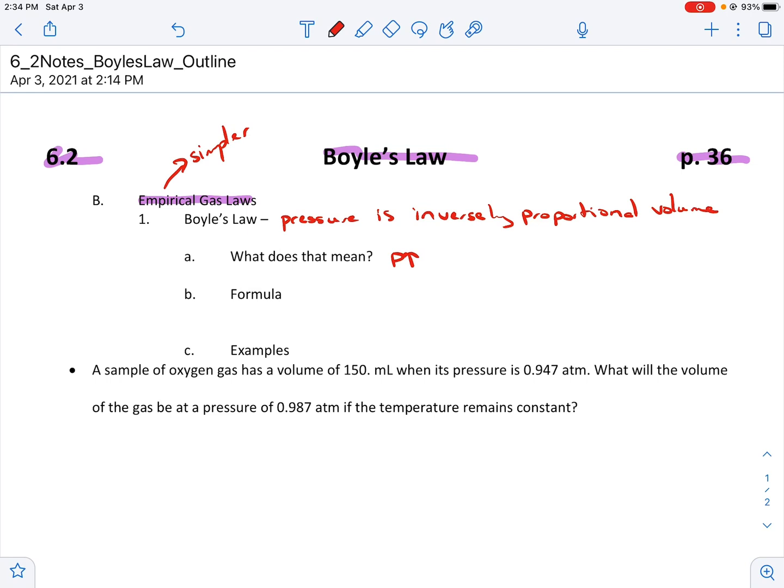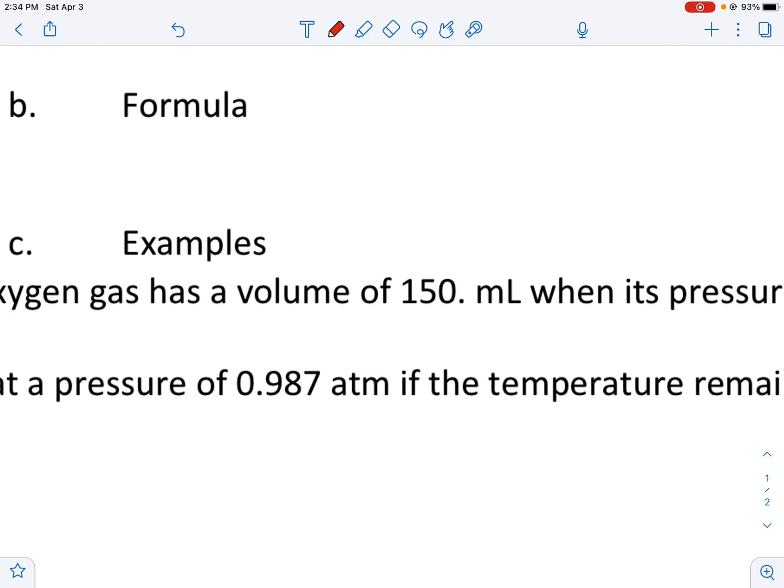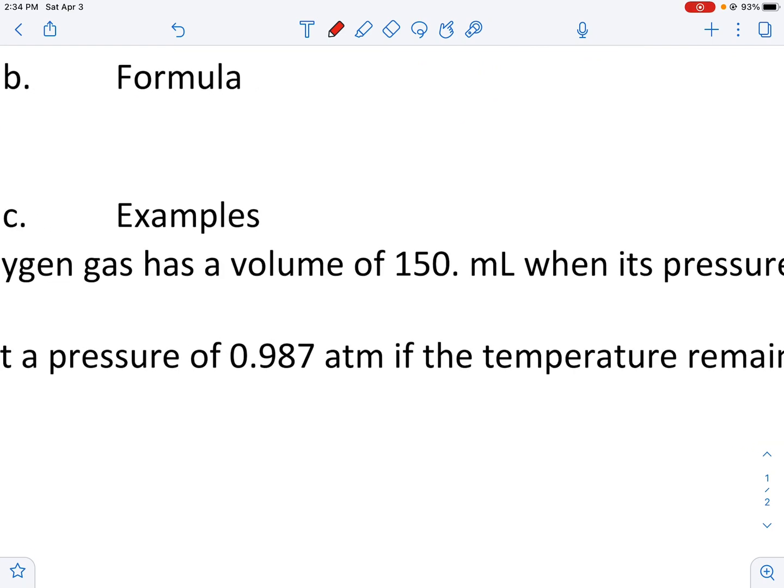Okay, what if we think about having a balloon, all right? And we want to increase the pressure on the balloon, so we squeeze it. What happens to the volume? You're right, the volume goes down. So they're inversely proportional. One goes up, one goes down is what that means. So we have actually a formula that we can use to do some calculations with Boyle's Law. And so let's kind of blow this up and go for the formula. So our formula is P1V1 equals P2V2.